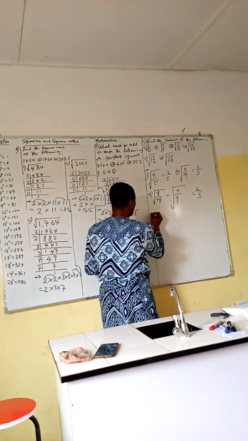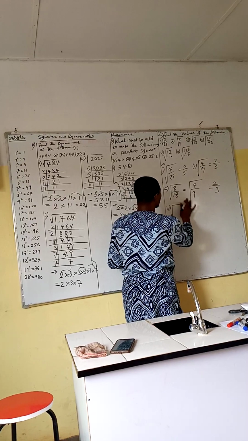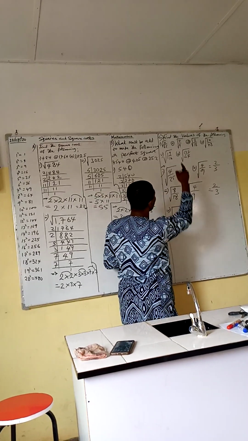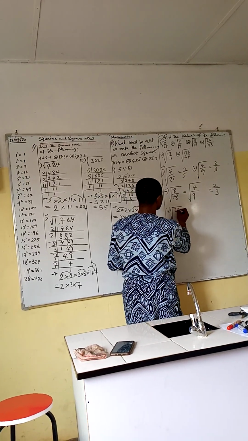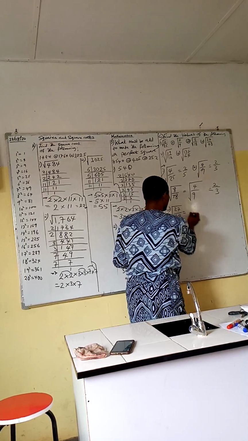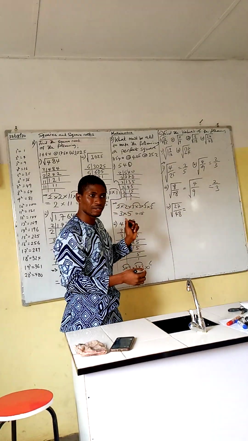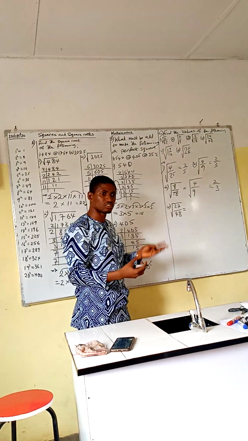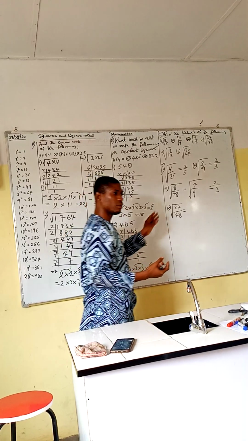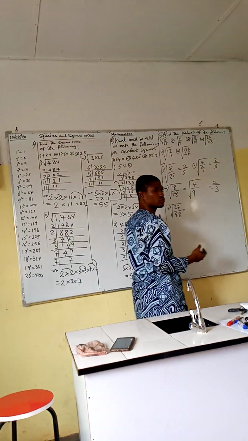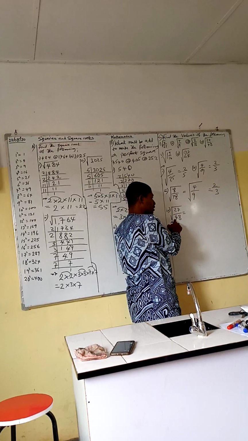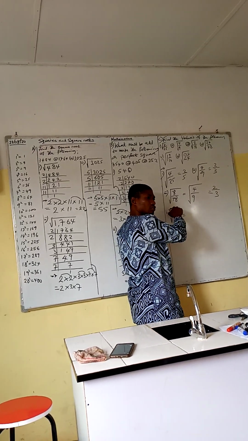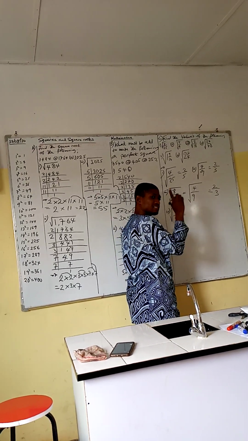Now let's run number 4. I'll find the square root of 27 over 48. You ask yourself, is 27 a perfect square? No. Is 48 a perfect square? No. So what number can divide both? The same number will go into both, not different numbers for numerator and denominator.